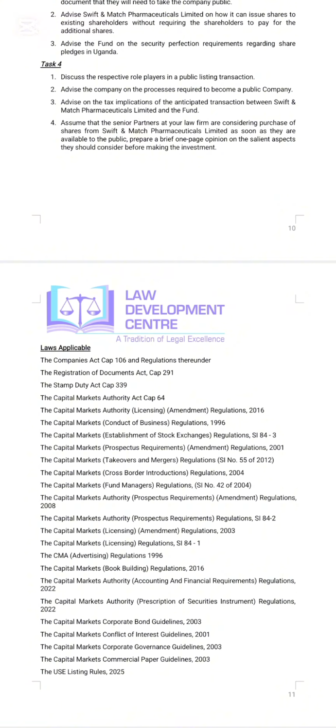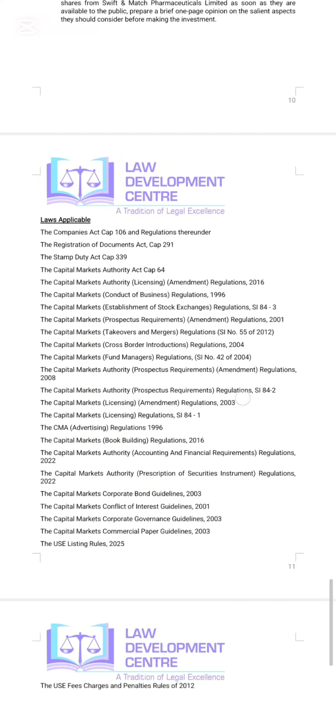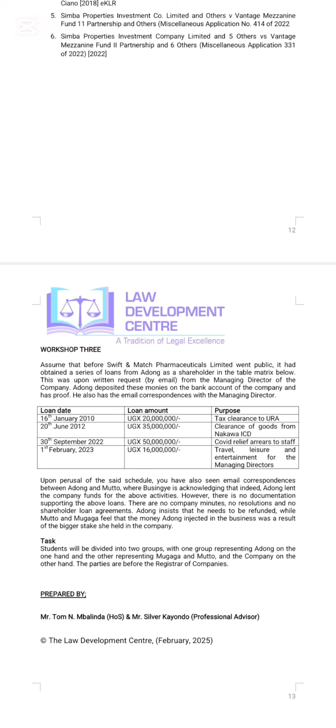Assume that the senior partners at your law firm are considering purchase of shares from Swift and Match Pharmaceuticals Limited as soon as they are available to the public, prepare a brief opinion. So basically here you are going to look at who are the directors, second, who are their competitors, thirdly, which products the company deals in, and also its financial statements. Basically, this is due diligence you have to make when you are going to do what? To invest. So we see how cases work here.